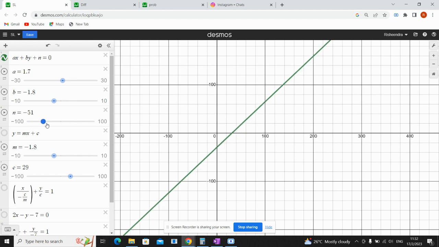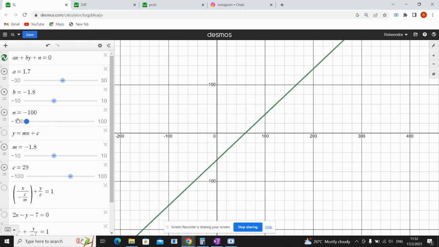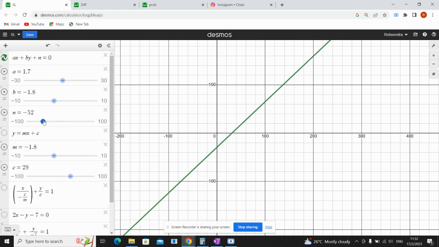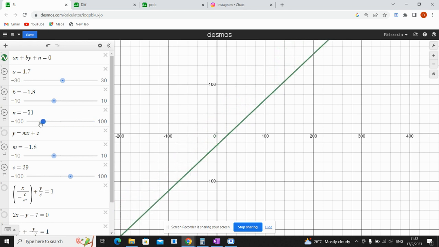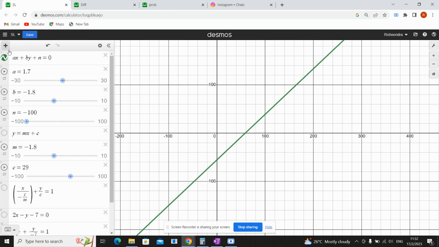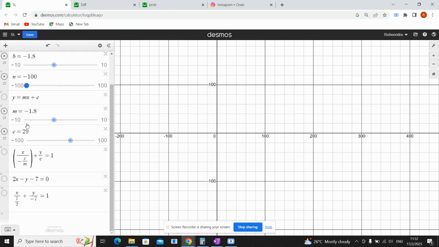And this c value indicates the distance from the origin. You see, as I change the a value, the distance is being changed. Nothing fancy, right? But let's move on to the next line.